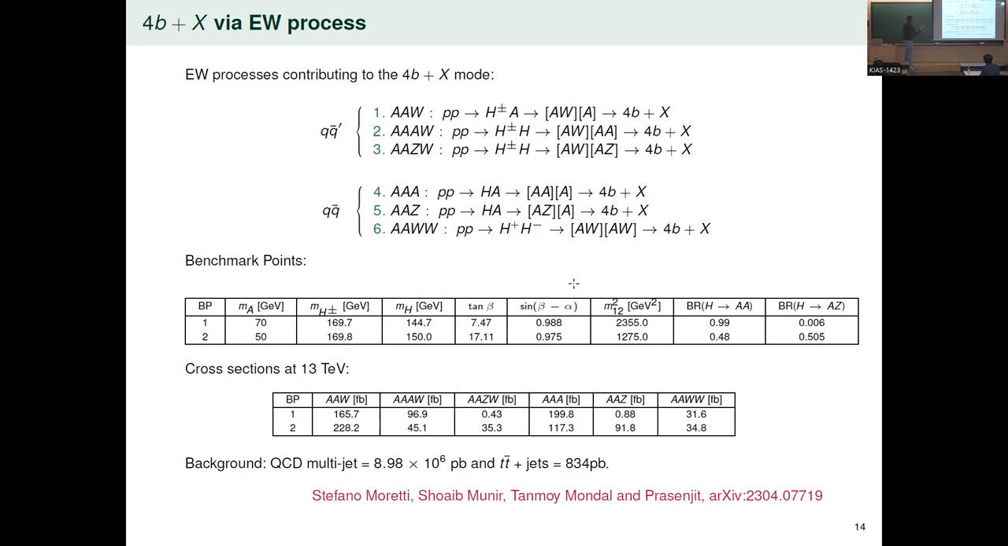In our case, the pseudoscalar is the lightest of all the Higgs, and even though it is fermiophobic, it is bound to decay into the BB bar channel because the couplings are all identical to the fermion. Even if it is fermiophobic, because it's light, it is bound to decay into the BB bar channel.